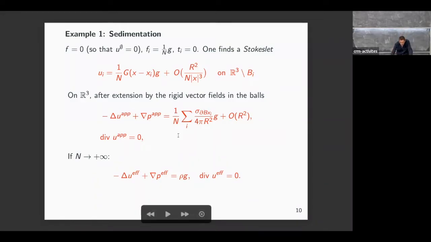It's the same, meaning that now if I take the limit n goes to infinity, I have this formula. I mean, I see that the Stokes equation, the effective model, should be something like that, involving the density rho at the right-hand side. Okay, so that's what will appear in an effective model for sedimentation.